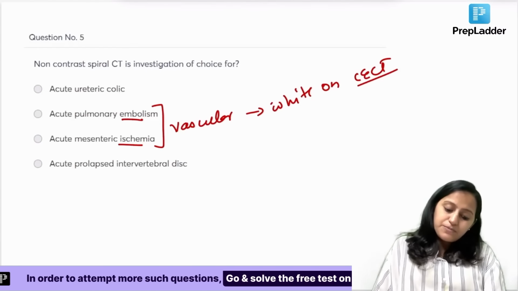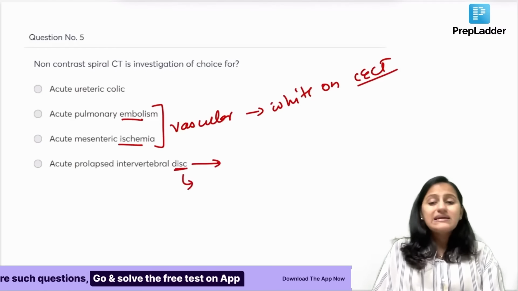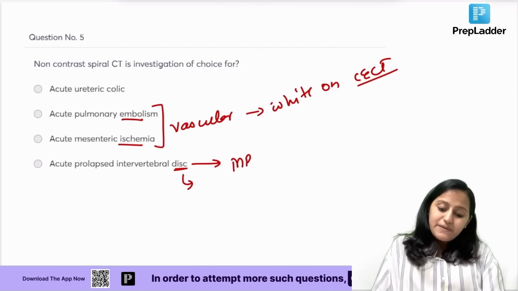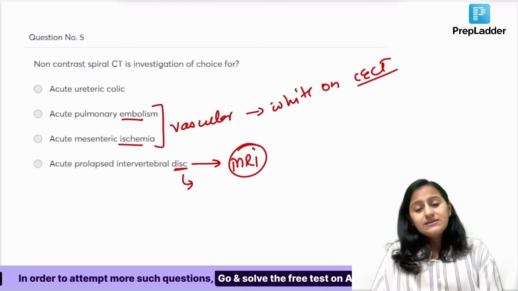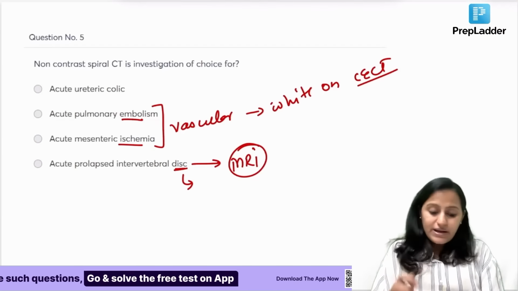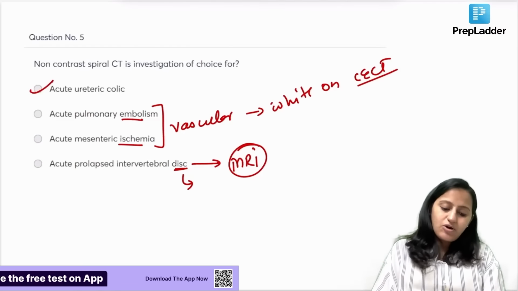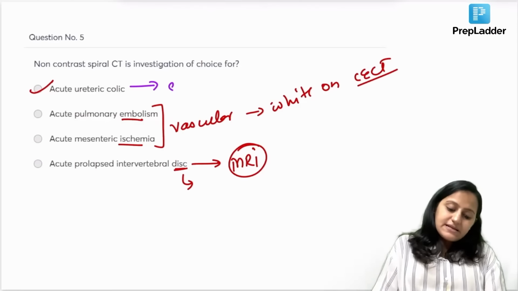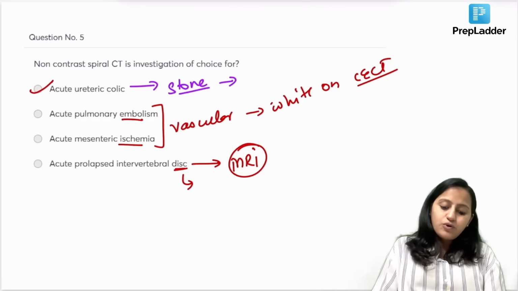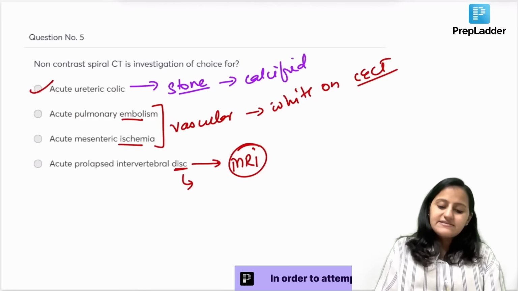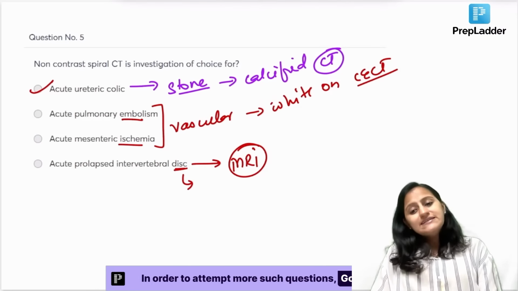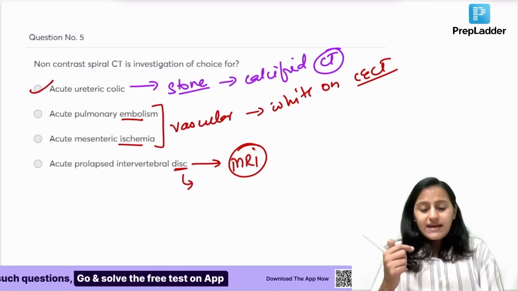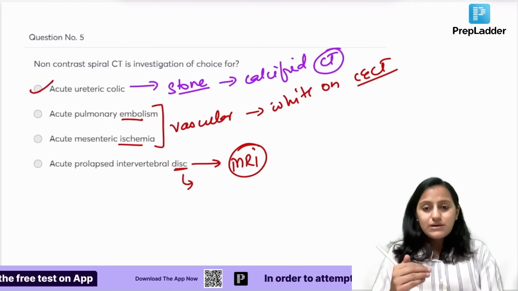Now, acute prolapse of intervertebral disc. Disc is a type of cartilage, a soft tissue. It is best seen on MRI. Okay? It is not seen on CT, it is seen on MRI. Then acute ureteric colic, very, very frequently asked. Basically you want to see the urinary tract stone, which is calcified, and that calcified stone you can see on non-contrast CT. Okay? So A and D, remember that intervertebral disc.